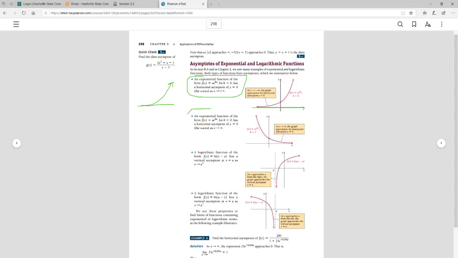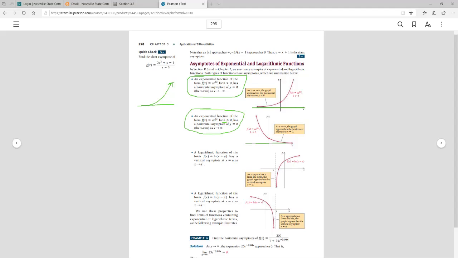If you look at a decreasing function, and notice in this case b is negative, b is less than 0, y is equal to 0 is also a horizontal asymptote. In other words, the x-axis functions as a horizontal asymptote.